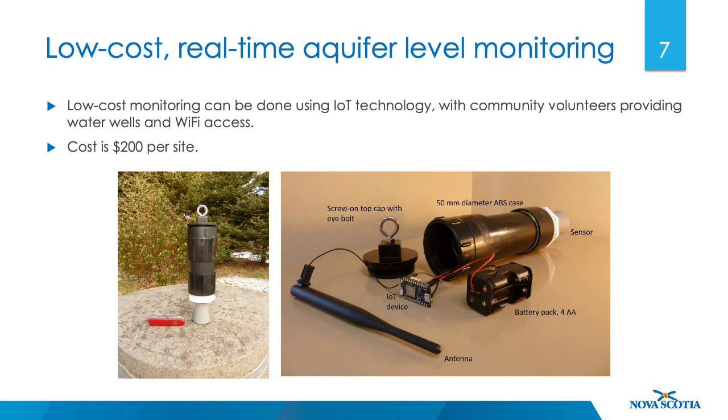Now, this figure shows a picture of the water level meters that we've designed for this project. And you can see on the figure on the right that the water level meters include a sensor, and that's an ultrasonic sensor which measures the depth to the water table. It includes an IoT device, and that turns on the sensor, collects the data, and then transmits the information to the internet. And then there's an antenna that helps connect to the local Wi-Fi network, and a battery pack to power the meter.